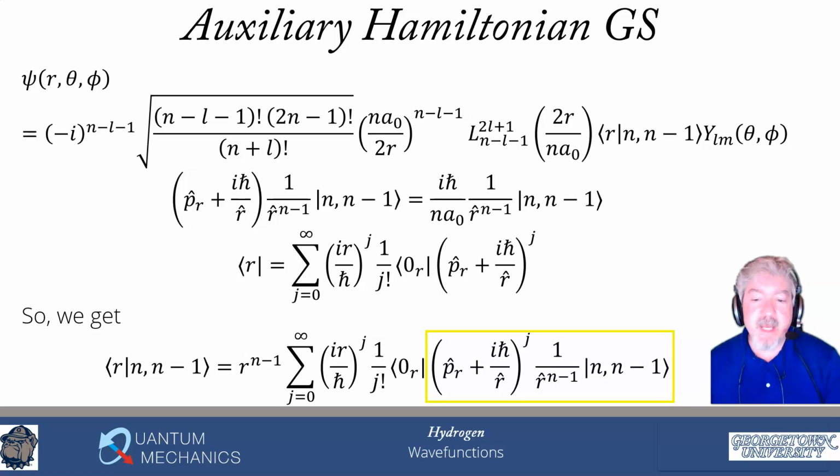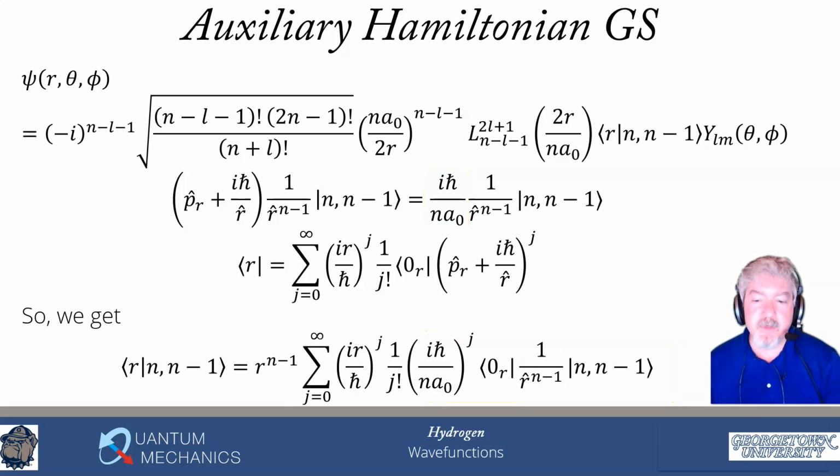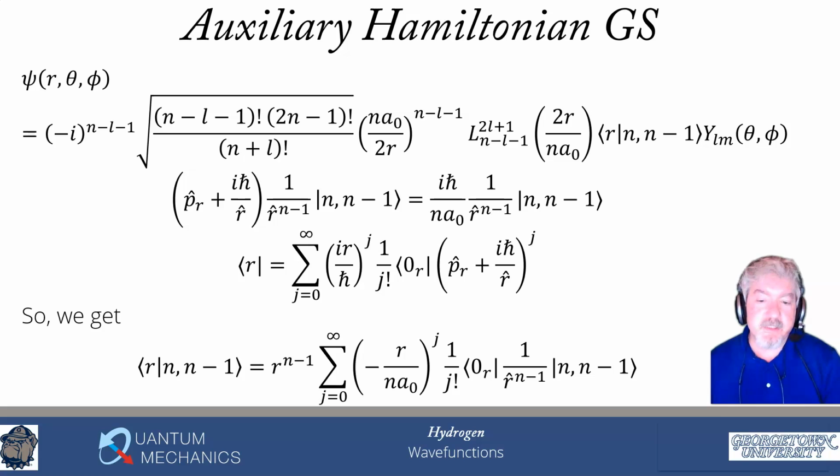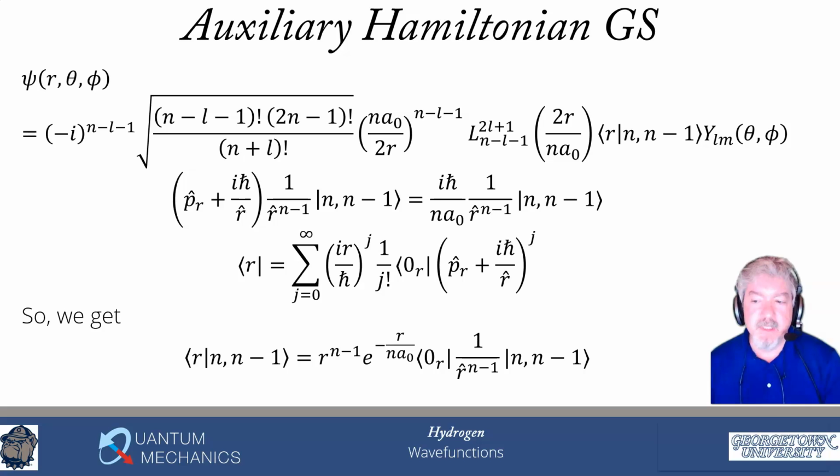Now what you see is that operator, p hat r plus i h bar over r hat acting on that state, it's an eigenstate. So I can replace that by its eigenvalue, which was i h bar over n a0. So I go ahead and replace that by i h bar over n a0, and I can pull it out because that's a number. Now you see that the i's are going to multiply together, give me minus 1. The h bars will cancel, so I'll get minus r over n a0. And of course, look at that summation. That's just the exponential. So I can rewrite that as the exponential.